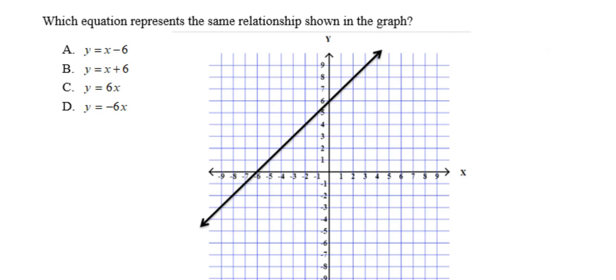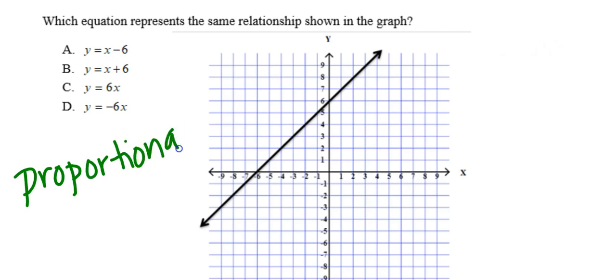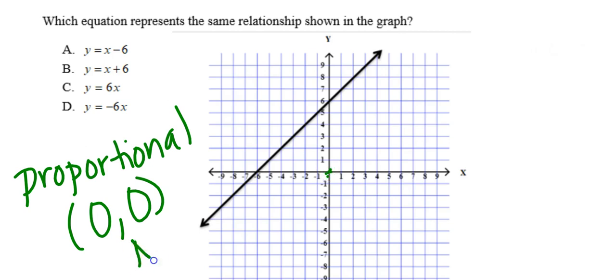Okay. Now we have a graph and we're trying to match it with the equation. So let me show you an easy way to do this. Proportional, not proportional first. I know if it's proportional, it's going to pass through (0, 0). Does this graph pass through (0, 0)? No, it doesn't. It would have to pass right here and it doesn't. So it's not proportional. So if you look at your equations, the ones that have only multiplication, we're going to cross those out because it can't be proportional because it doesn't go through the origin.